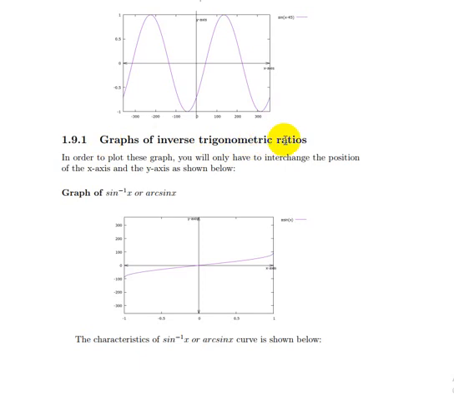So let's plot the graph of sine inverse of x, or arc sine x. This graph here is just shown as such. The limit of this graph is going to be in the interval -1 and 1, and it's going to stop here at 90 degrees. So the limit is going to be -1 and 1. Now, the characteristics of sine inverse x, or arc sine, are shown below.